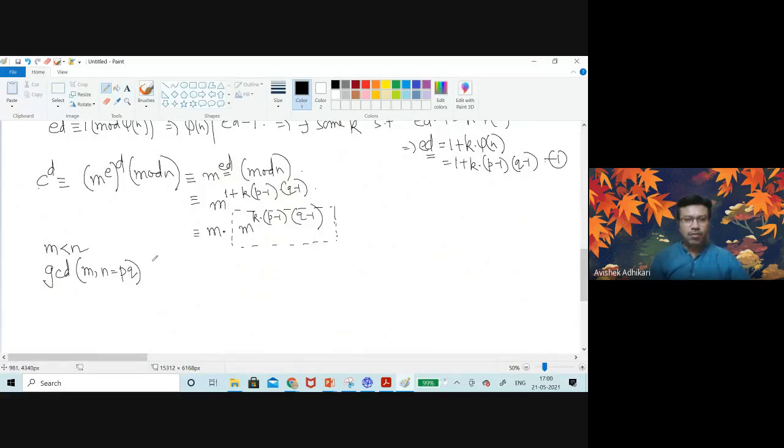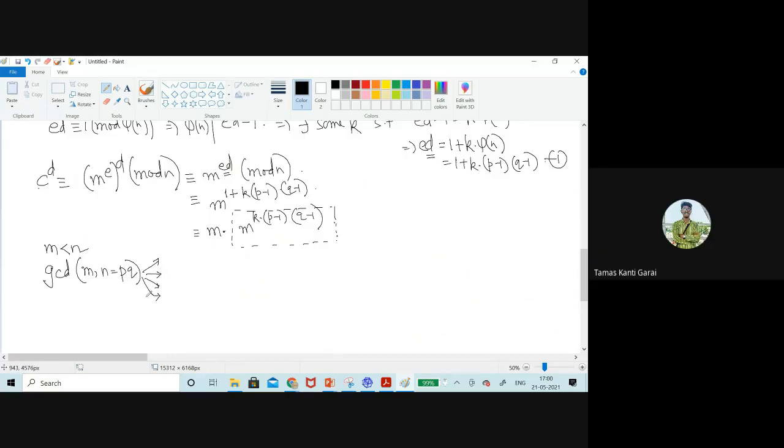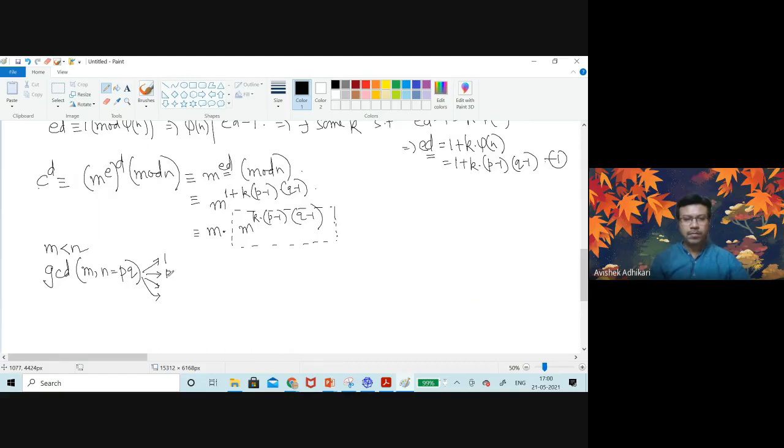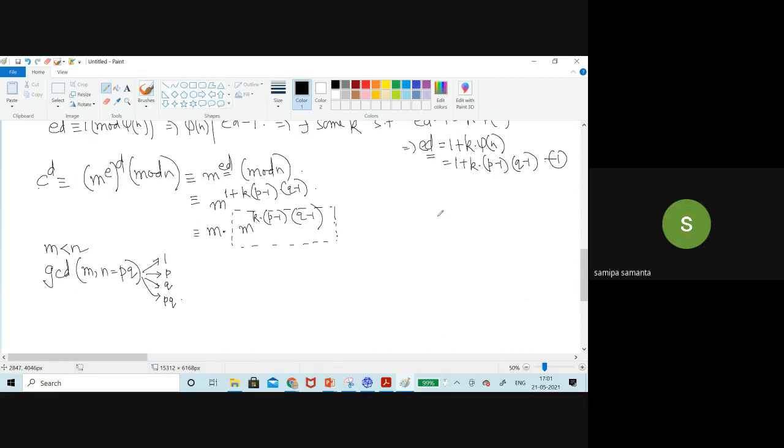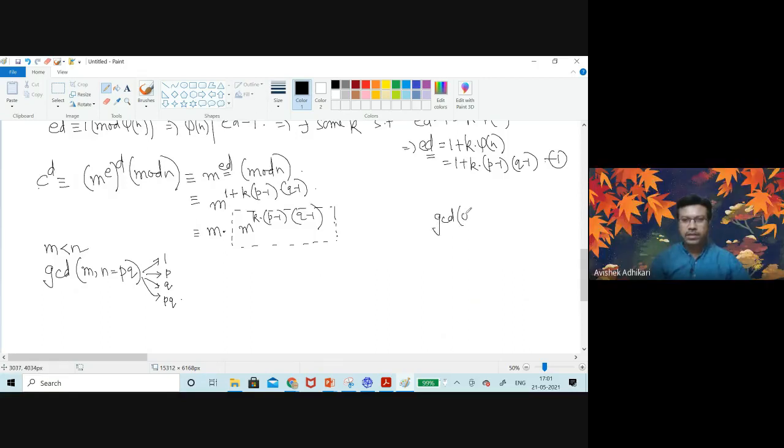Now tell me, what could be the values of these GCDs? How many values could be there? 1, p, or q, 1, p, q. And why not pq? Can this value of m be pq? I mean, can this value of GCD of m and n be pq also? Okay, tell me. m is strictly less than n. Then what is the GCD of 0 and pq? Tell me, what is this GCD?